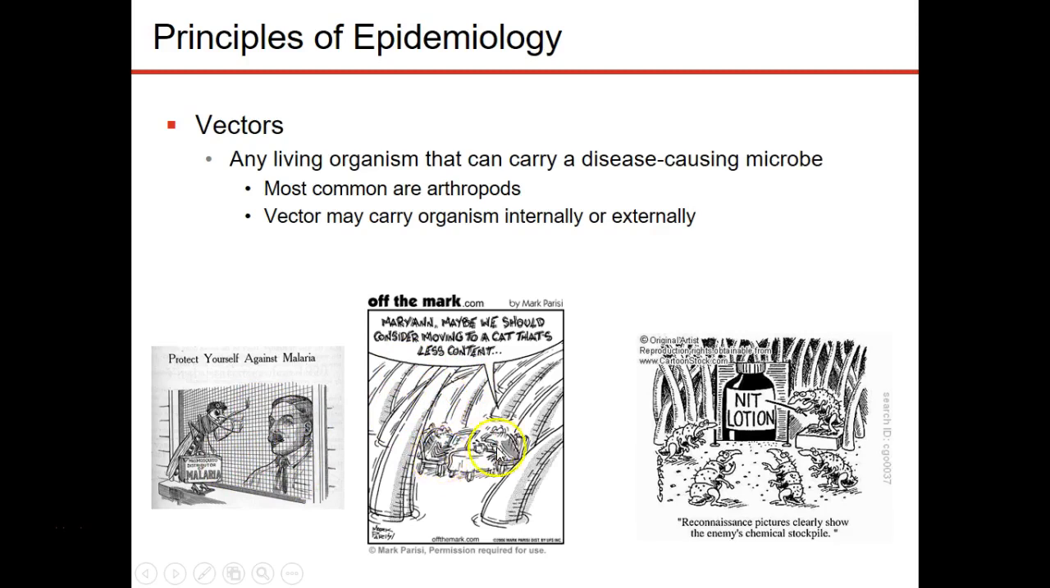Here are fleas. Marianne, maybe we should consider moving to a cat that's less content. So we have fleas that are just totally going crazy. And here we have lice with nit lotion. Reconnaissance pictures clearly show the enemy's chemical stockpile. These are very funky looking lice, but that's what they're supposed to be, I'm pretty sure. Just little jokes, but all of these can be vectors of different diseases.